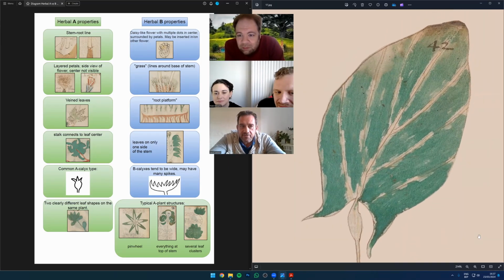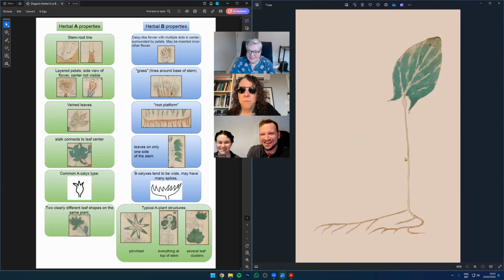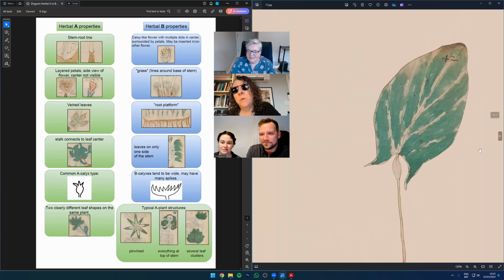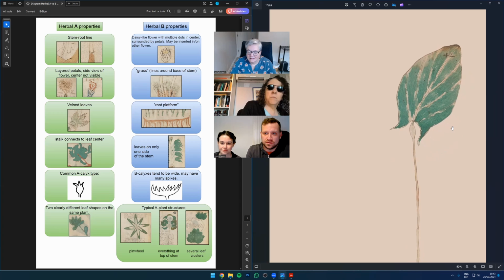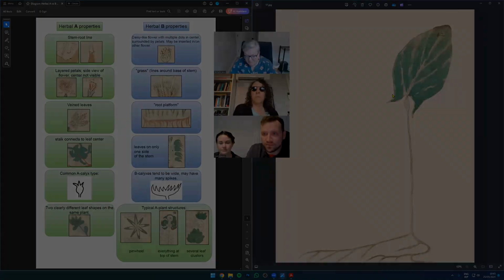Well, certainly a veined leaf. Yeah. This one looks so lonely. Normally it's a buddy, a little red buddy, but it's not here. So would this be A? Yep, because of the veins, I think. And even this corresponds to the A structure of having everything on top of the stem, at the top. Right, everything on top.